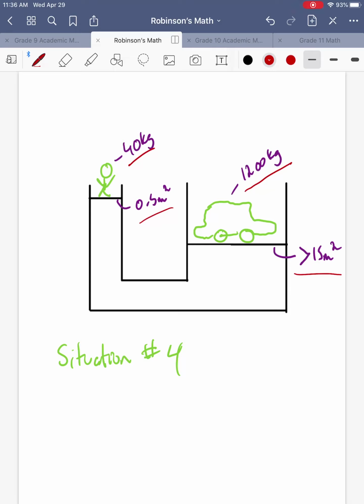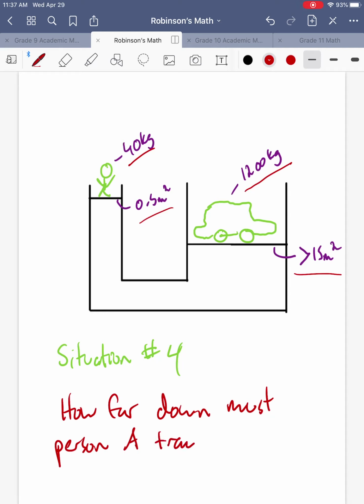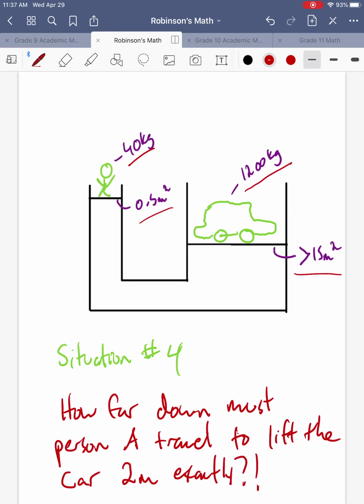So situation number 4 is: how far down must person A travel to lift the car 2 meters exactly? So how far down must this person travel in order to lift this car up 2 meters?